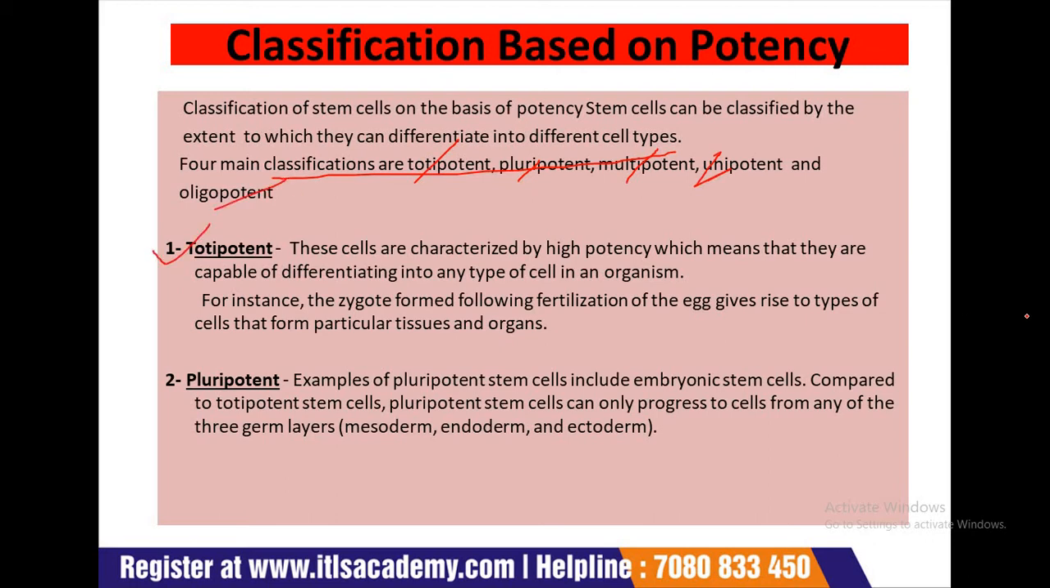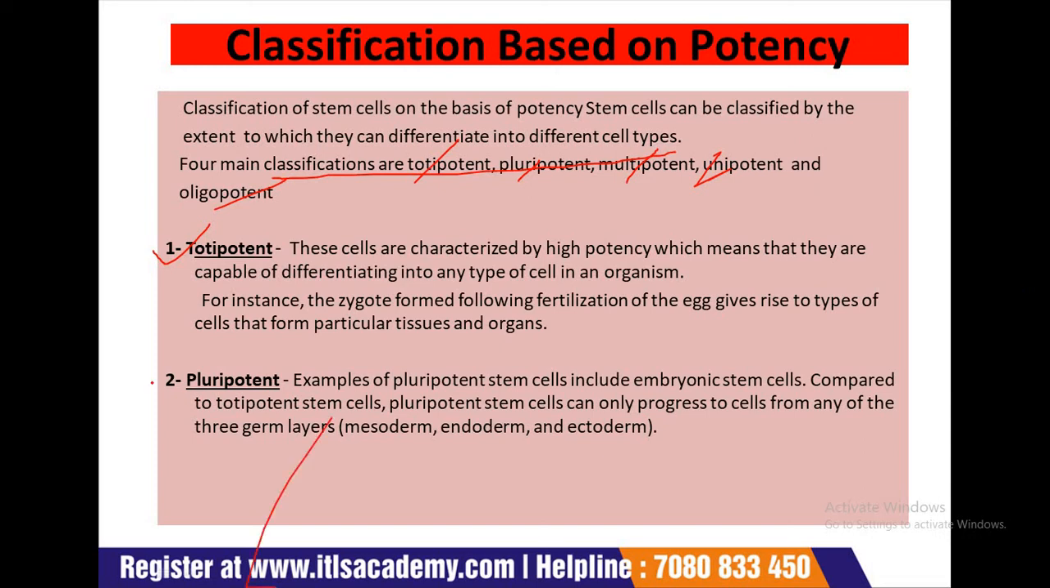So first we will discuss the totipotent stem cells. The zygote is a good example of a totipotent stem cell. These cells are characterized by high potency, which means that they are capable of differentiating into any type of cell in an organism. For instance, the zygote formed following fertilization of the egg gives rise to the types of cells that form particular tissues and organs. The word toti means whole. So totipotence means whole cell. Totipotent stem cells are located in the early cells of a fertilized egg.